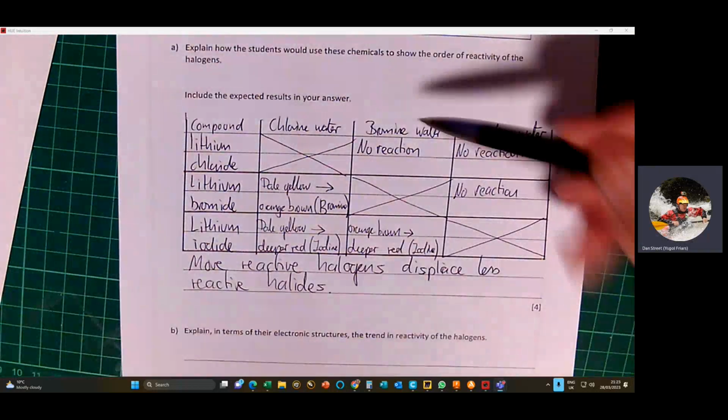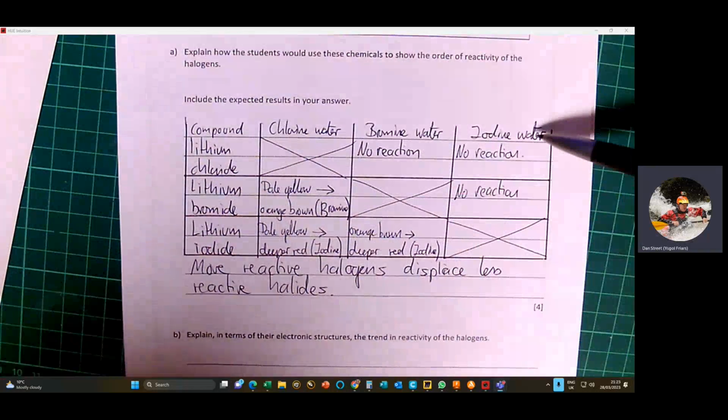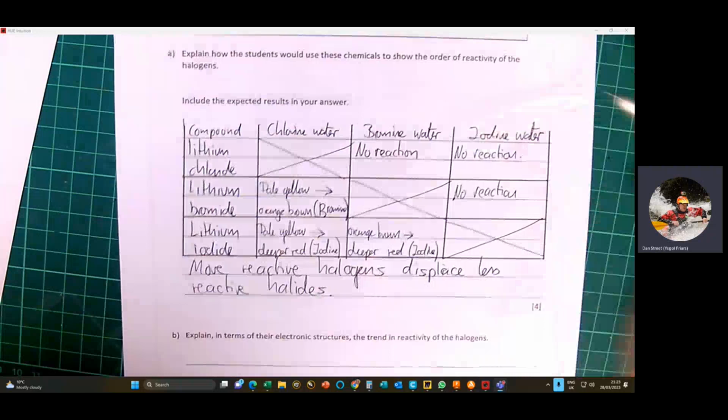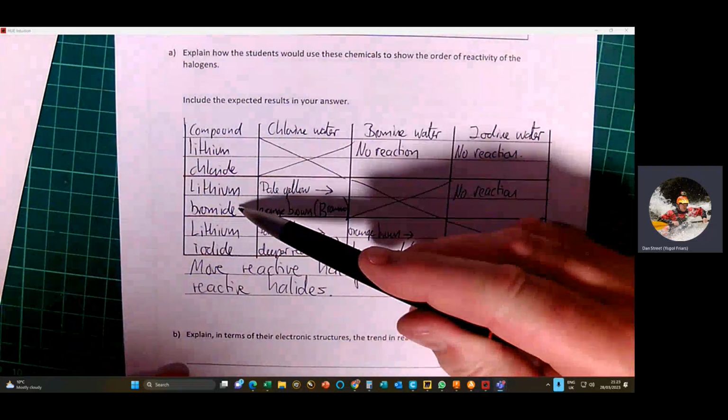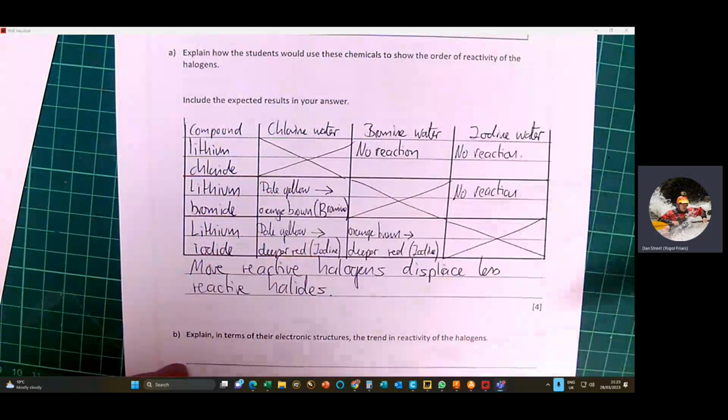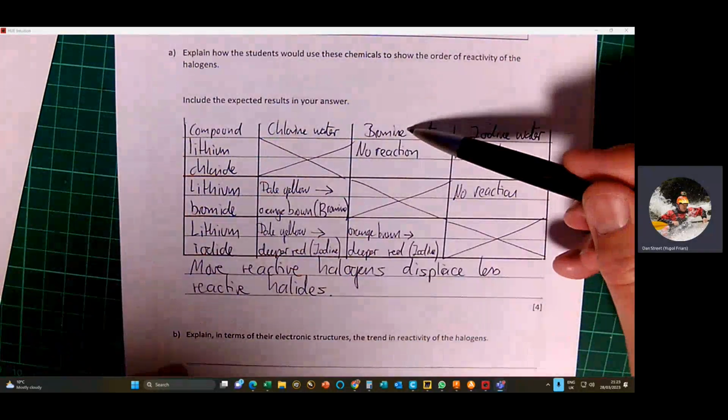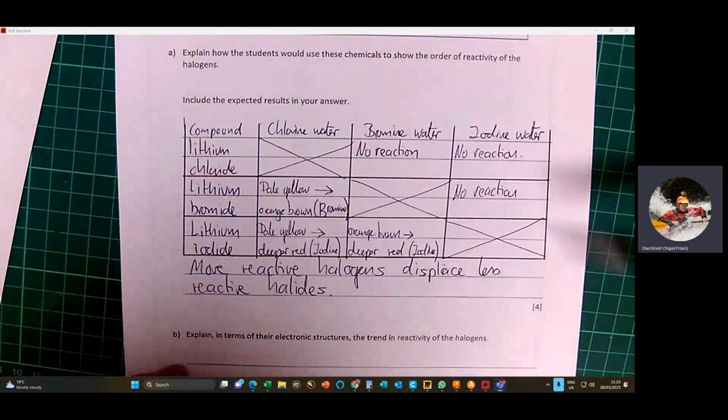Okay, so these are the halogens at the top, and these are the halides down the side. So wherever you've got a halogen that is more reactive than a halide, then you do get a displacement reaction. But if the opposite is true, you don't get a displacement reaction.